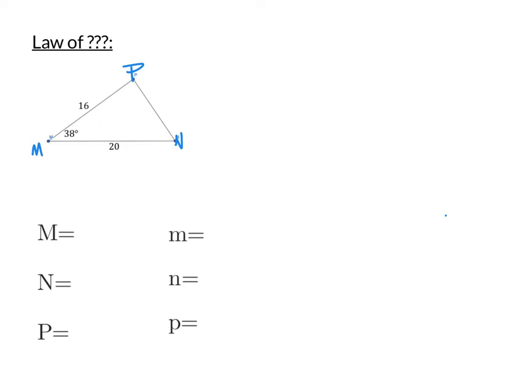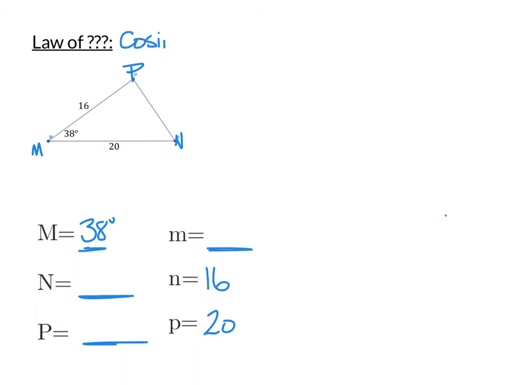In this diagram, I can see that angle M is 38 degrees, side P is 20, and side N is 16. Now, what we're looking for is we have to ask ourselves, do we have a pair? And by a pair, I mean an angle and its opposite side. So for M, we don't have side M. For side N, we do not have its angle. And for side P, we don't have its angle either. So we don't have any pairs. What that means for us is that we need to use the law of cosines.